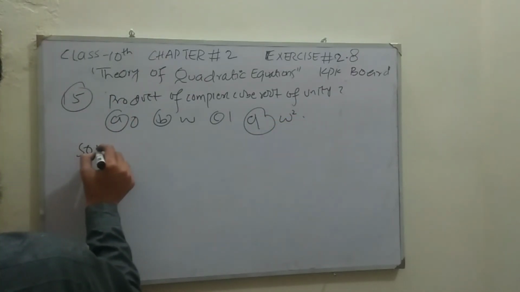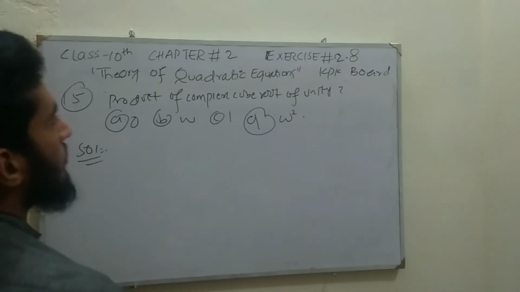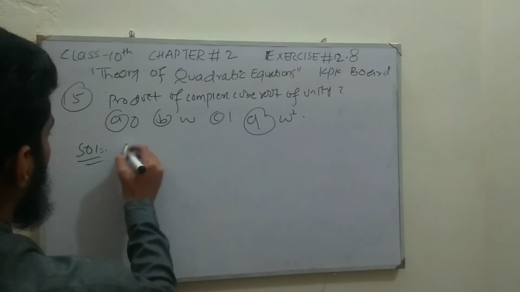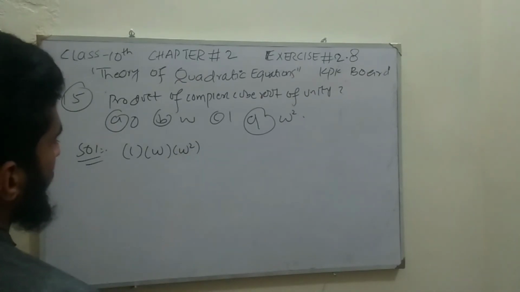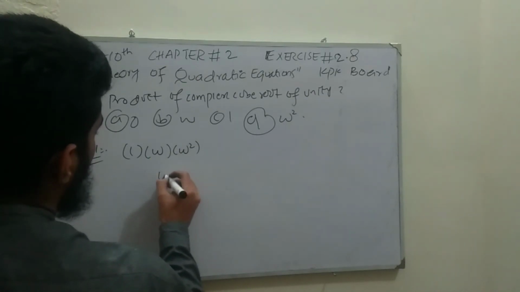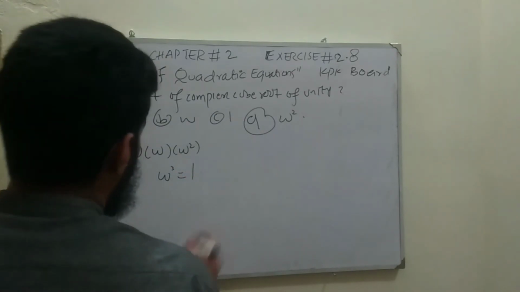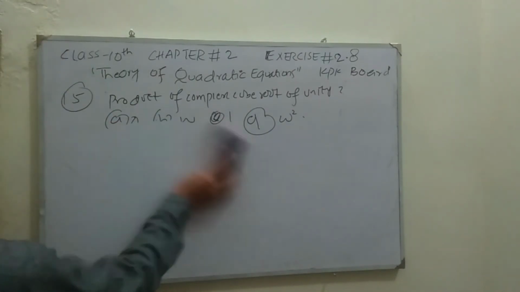We learned in the previous MCQs that the product of the complex cube roots of unity will always be equal to 1, because we know that 1, omega and omega square are the three cube roots, so their product will be equal to 1 times omega multiplied by omega square, which gives us omega cube, and omega cube will always be equal to 1. So the correct option is option C. Move to MCQ number 16.